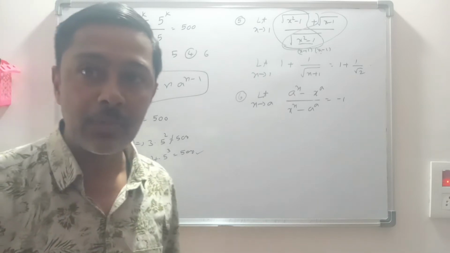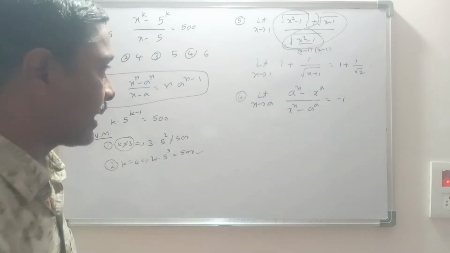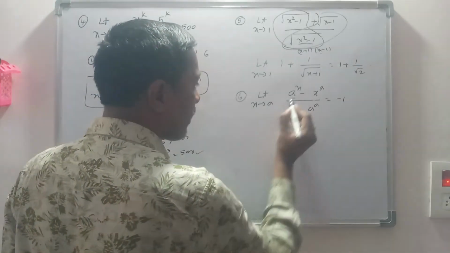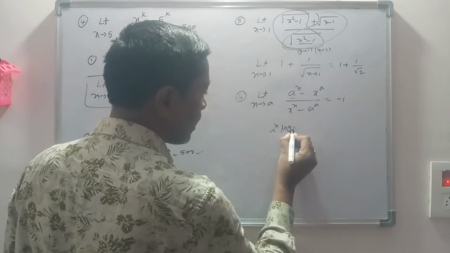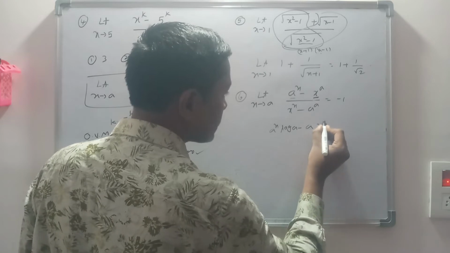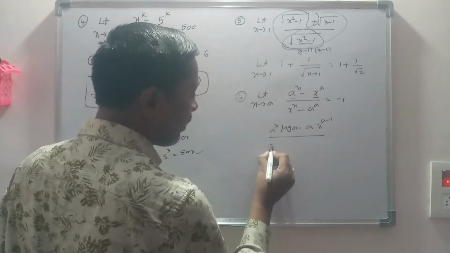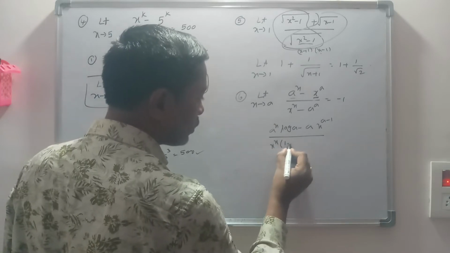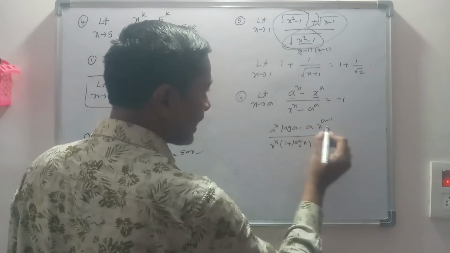What is the meaning of L'Hospital rule? Derivative of numerator by derivative of denominator. What is the derivative of a power x? A power x log a. What is the derivative of x power a? A into x power a minus 1. What is the derivative of x power x? X power x into 1 plus log x. Derivative of the constant term is 0.